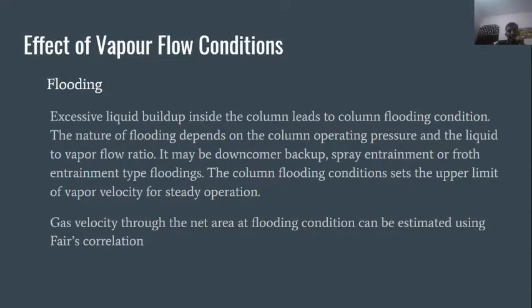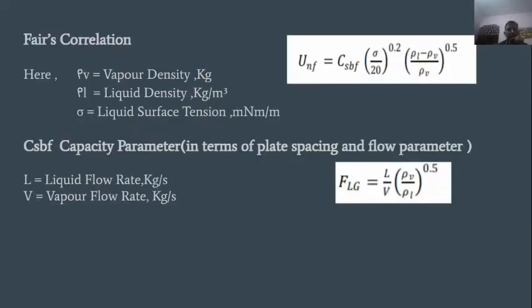It may be a downcomer backup, spray entrainment, or froth entrainment type of flooding. The column flooding condition sets the upper limit of vapor velocity for steady operation. Gas velocity through the area at flooding condition can be estimated using Fair's correlation. This is the formula for Fair's correlation, and CSBF is a capacity parameter which is defined in terms of the flow parameter FLG and plate spacing. The operating vapor phase velocity is around 80 to 85% of UNF.